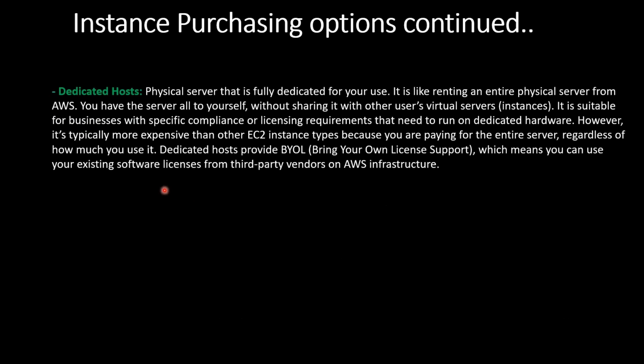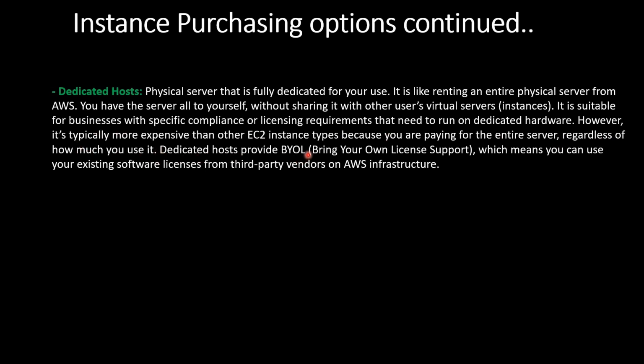Then we have another instance purchasing option, which is dedicated host. Dedicated hosts are physical servers that are fully dedicated for your use. It is like renting an entire physical server from AWS. You have the server all to yourself without sharing it with other users' virtual server instances. It is suitable for businesses with specific compliance or licensing requirements that need to run on dedicated hardware. However, it is typically more expensive than other EC2 instance types because you are paying for the entire server, regardless of how much you use it.